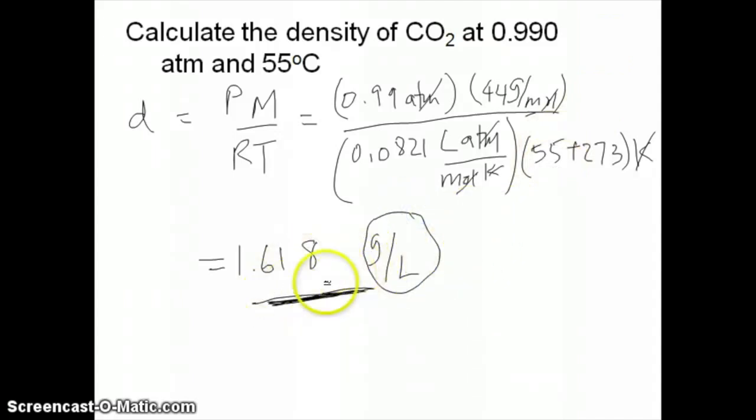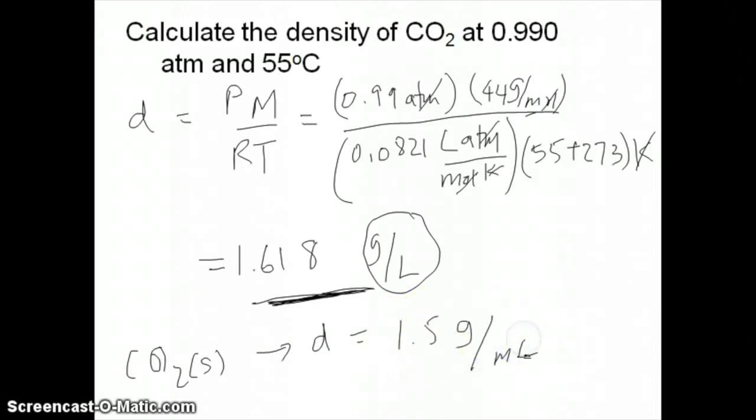So for example, here's the density of CO2 in the gas form, grams per liter. If you look at the density of solid CO2, which of course we also call dry ice, you'll find that the density is around 1.5 grams per milliliter. As you can see, there's a lot more mass in a much smaller volume. So it's a lot more dense in comparison to the gas. That's something to pay attention to as far as the density of gases in comparison to the density of the condensed phases, solids and liquids.